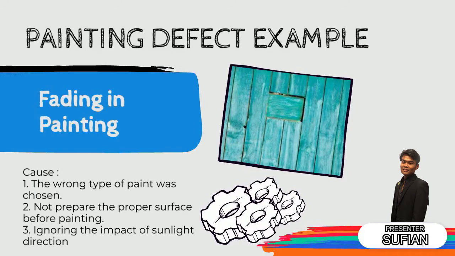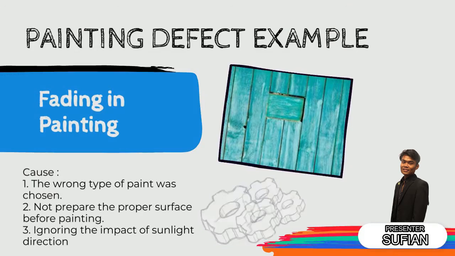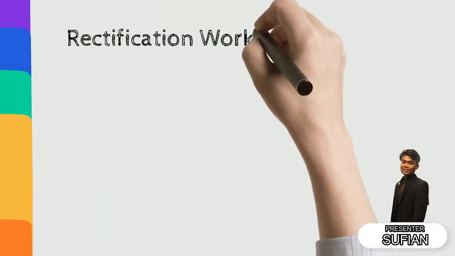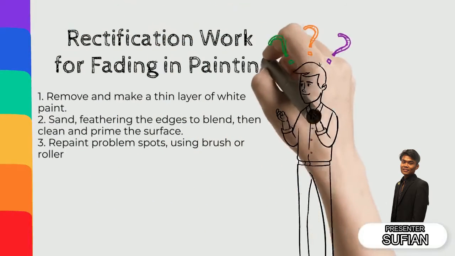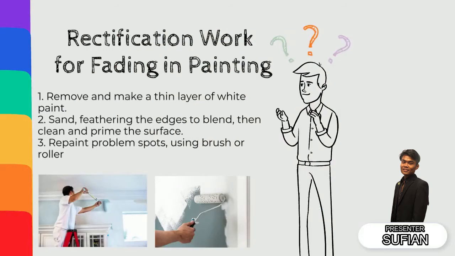The causes of fading in painting are choosing the wrong type of paint, not preparing the proper surface before painting, and lastly ignoring the impact of sunlight. The rectification work for fading in painting is, first, remove and make a thin layer of white paint. Second, sand and feather the edges to blend, then clean and prime the surface. Lastly, repaint the problem spot using a brush.